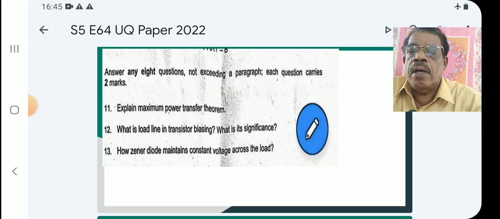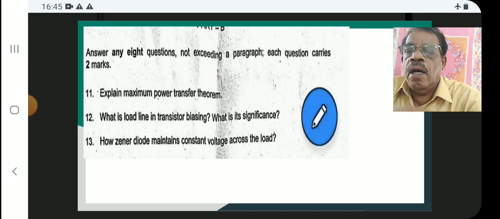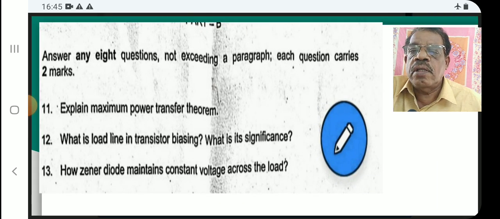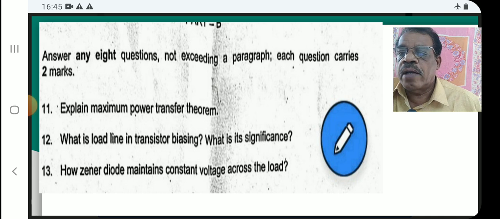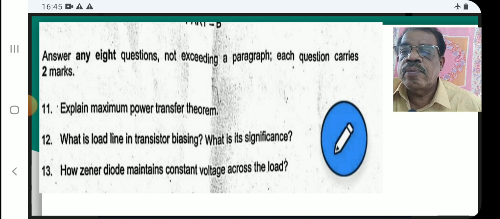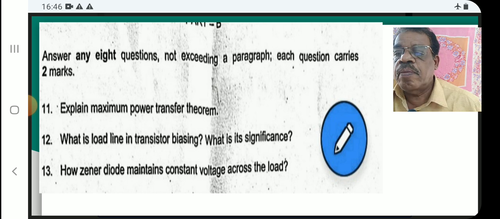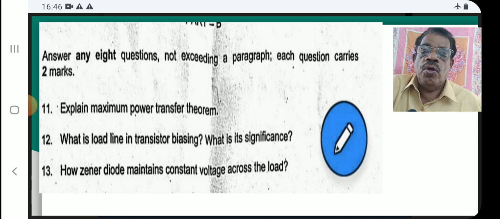Section B. Answer any 8 questions, not exceeding a paragraph, and each question carries 2 marks. Number 11, explain the maximum power transfer theorem. Question number 12, what is a load line in a transistor? What is its significance? Number 13, how does a Zener diode maintain constant voltage across the load?